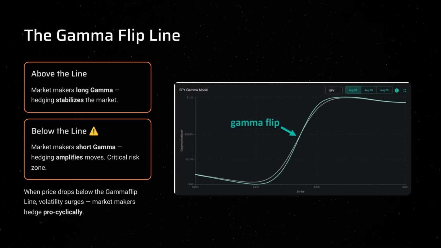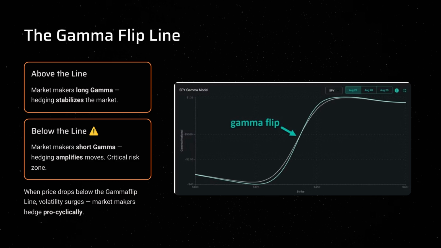But when the market falls below the gamma flip line, they become short gamma. Now their hedging moves in the same direction as the market, which can magnify price movements and cause volatility to rise sharply. This zone is often seen as a critical risk area. Once the market enters it, fluctuations tend to become faster, larger, and harder to control because market makers are forced to hedge in the same direction as the trend, a behavior known as pro-cyclical hedging.